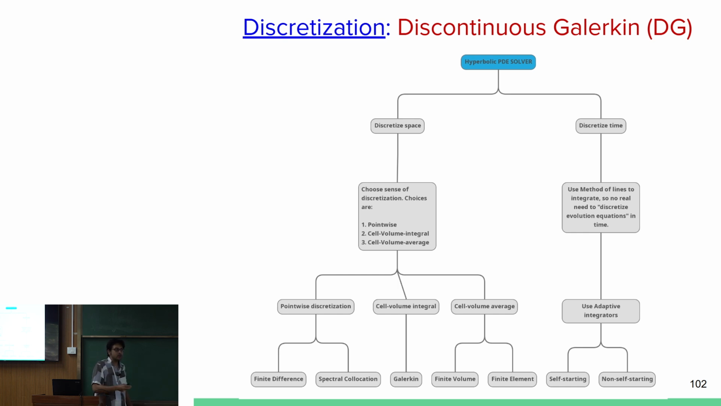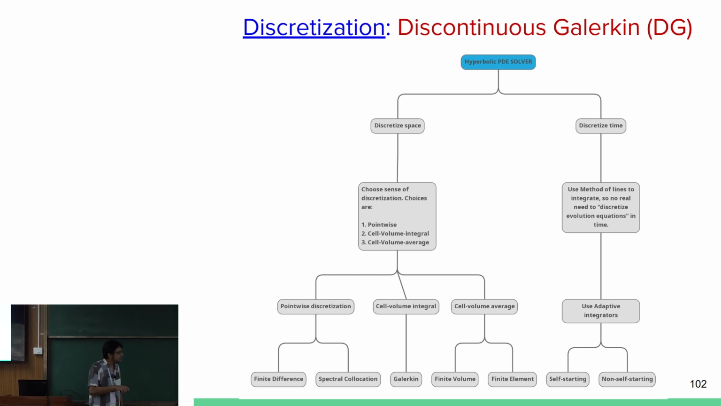So how do different discretization schemes differ from one another? They differ precisely in the sense in which your discretization errors are defined. Are the errors defined at every grid point? That would be the pointwise discretization, which is what finite differencing does.